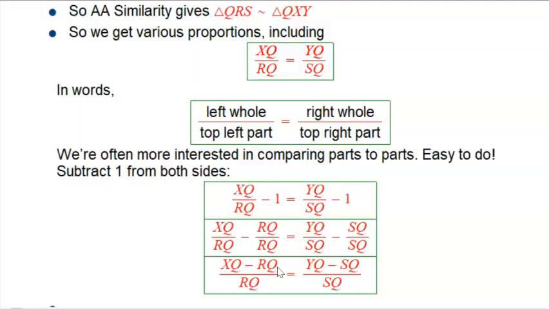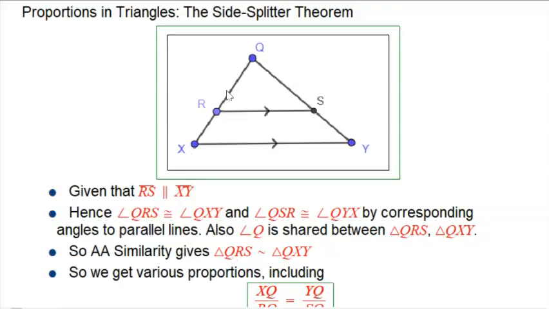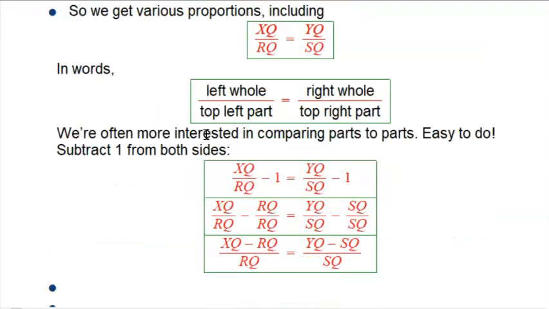Okay, so XQ minus RQ, what is that in the picture? That's the whole XQ minus RQ. Oh, that's the other part, XR. We've seen that a few times in some of these problems. Whole minus one part is the other part. So that's just XR. Okay, so let's rewrite that as XR over RQ.